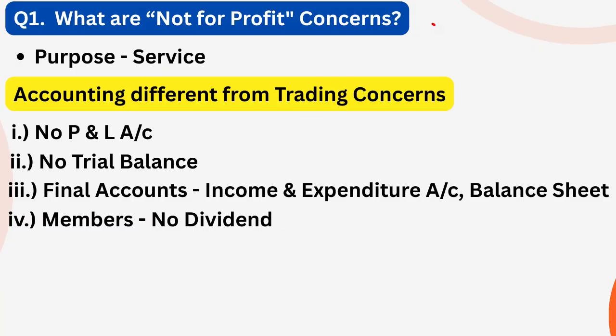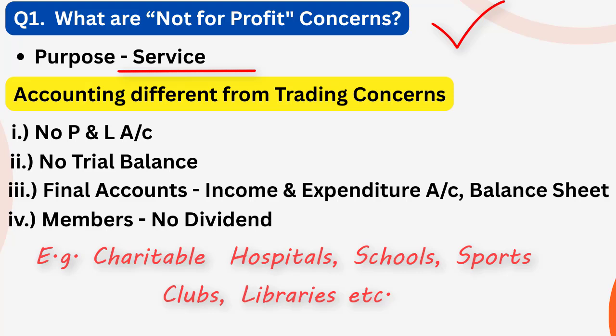Question number 1. Tell us something about not-for-profit concerns from accounting point of view. Okay, so as the name suggests, not-for-profit concerns come into existence to give service to people. Their purpose is not to make profit. For example, charitable hospitals, schools, colleges, sports clubs, then your religious concerns, libraries, etc. The way they maintain their books of accounts is different from other concerns.